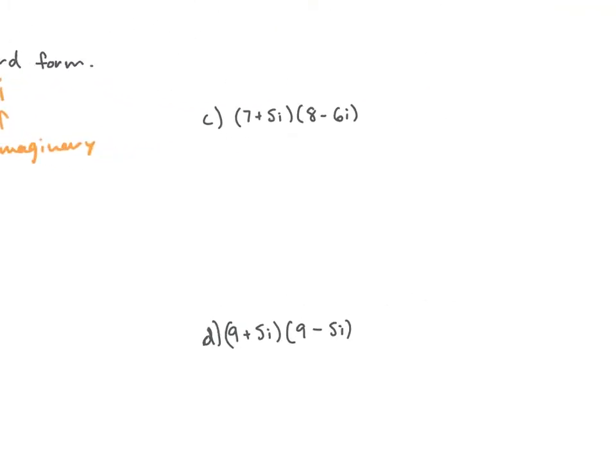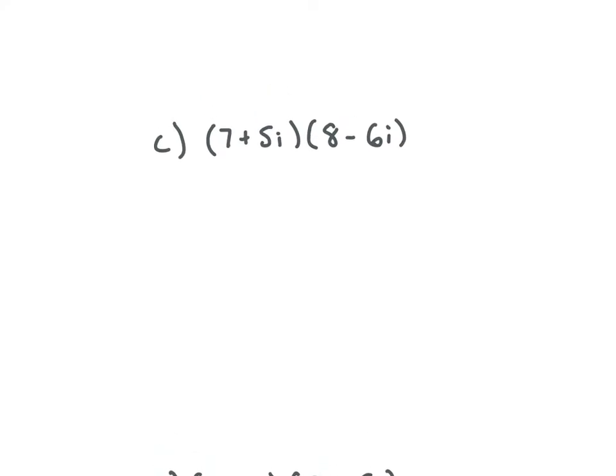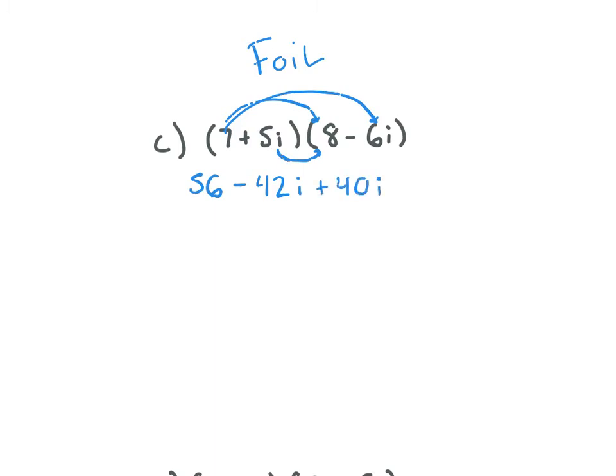Now for part C, we're multiplying, so we have to FOIL. We multiply our first terms. What's 7 times 8? 56. Now 7 times negative 6i? Negative 42i. And then 5i times 8? 40i. And then 5i times negative 6i? Negative 30i squared, because we have 2 i's.